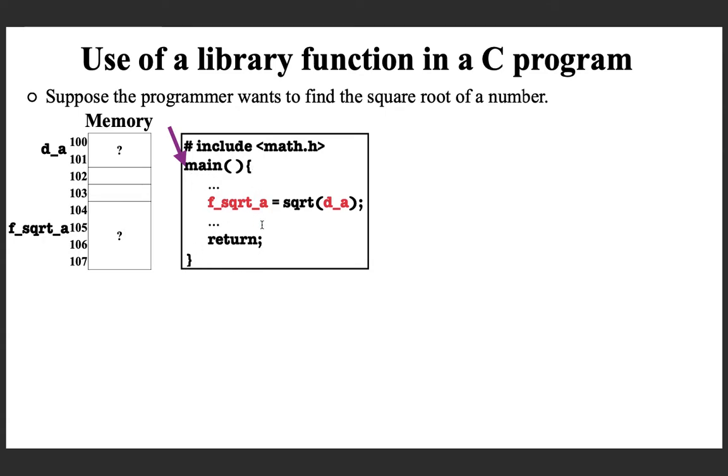memory is allocated for all the variables in the main function. So, that is true for every function. Just before executing that function, memory is allocated. Here you can see at least two variables, a decimal variable a, which is getting 2 bytes of memory allocated, and floating point variable square root a, which is getting 4 bytes allocated.